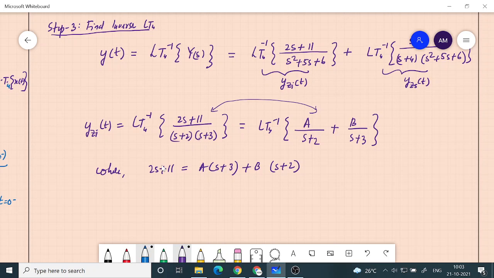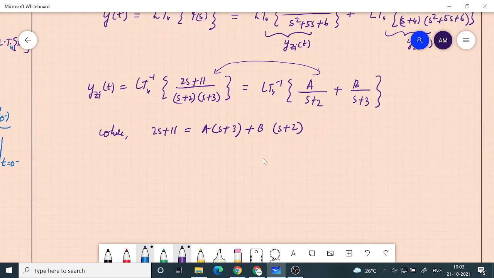Okay, so now let's find out. There are multiple ways you can do this: equating the coefficients of different powers of s, or substituting different values of s. So let us substitute different values of s. Let's say s is equal to minus 2. If you put s equal to minus 2, then what is going to happen?